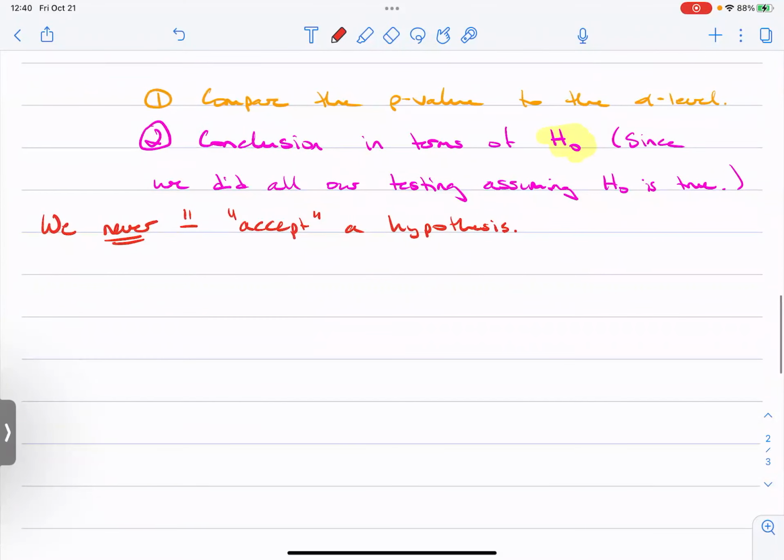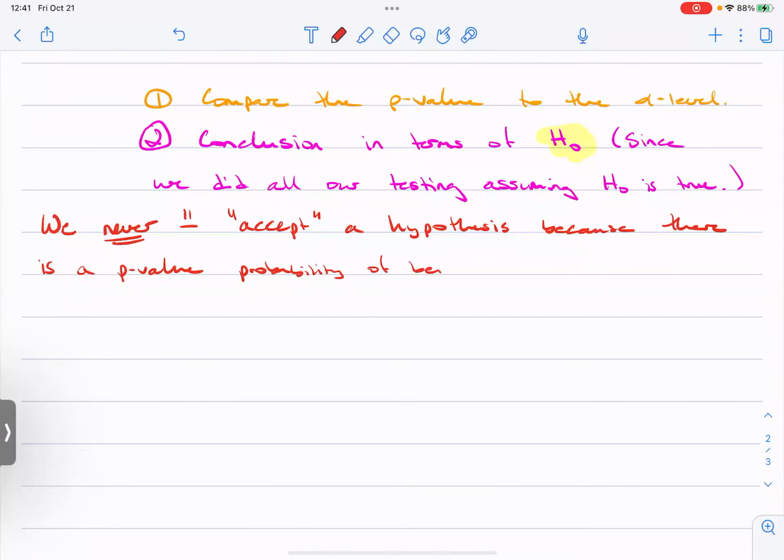And why? Because there is a p-value probability of being wrong. I'm thinking specifically if I reject the null hypothesis and I shouldn't have, then that p-value is the probability of me being wrong. But if it's small enough, we're okay with that. But it can still happen. So you never accept anything.